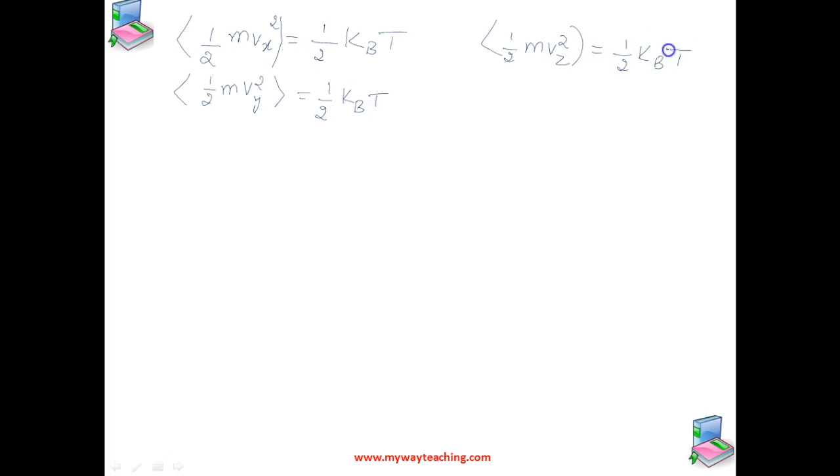1 by 2 m vx square is equal to 1 by 2 kB into T. Similarly, 1 by 2 m vy square is equal to 1 by 2 kB into T, and similarly 1 by 2 m vz square is equal to 1 by 2 kB into T.